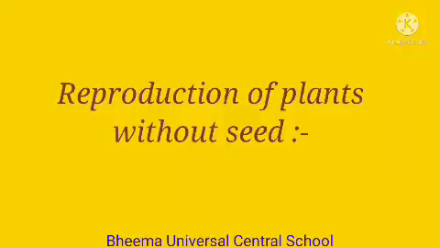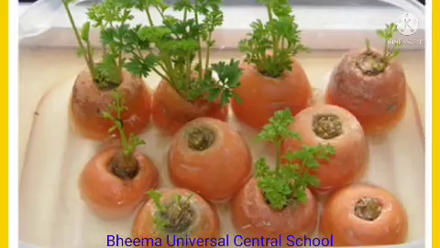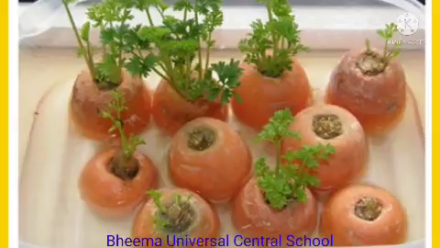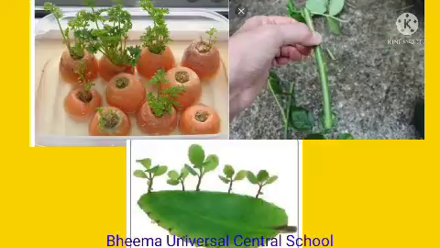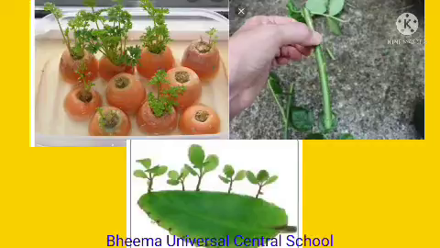Next is reproduction of plants without seeds. Sometimes a new plant can grow from a root, a stem or a leaf. The growth of plants from parts other than the seed is known as vegetative reproduction.